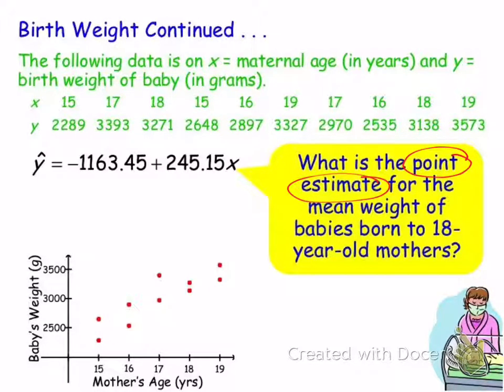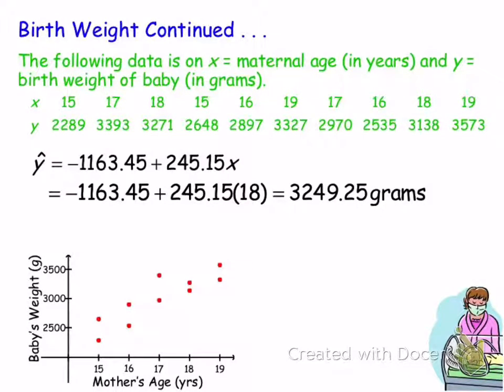So when you plug in 18, it's going to give you the mean y. Okay? Point estimate is just when you're plugging in the mean. So write that out in the margin. When you plug in the mean, you're getting a predicted y. So my point estimate is at 18, and then my y hat would be 3,249.25 grams.